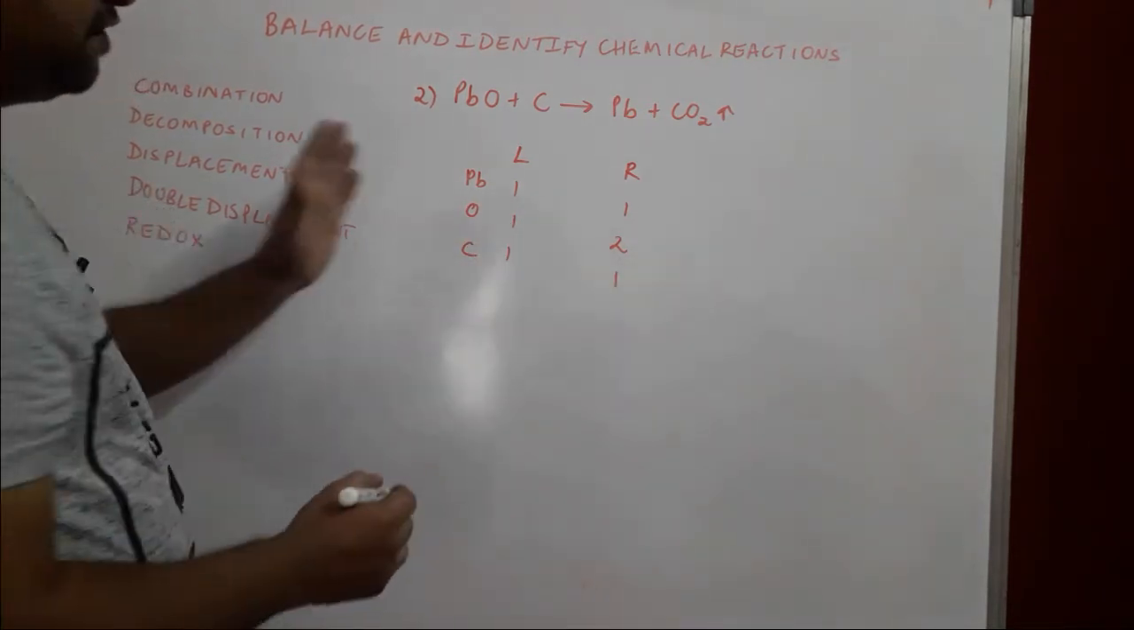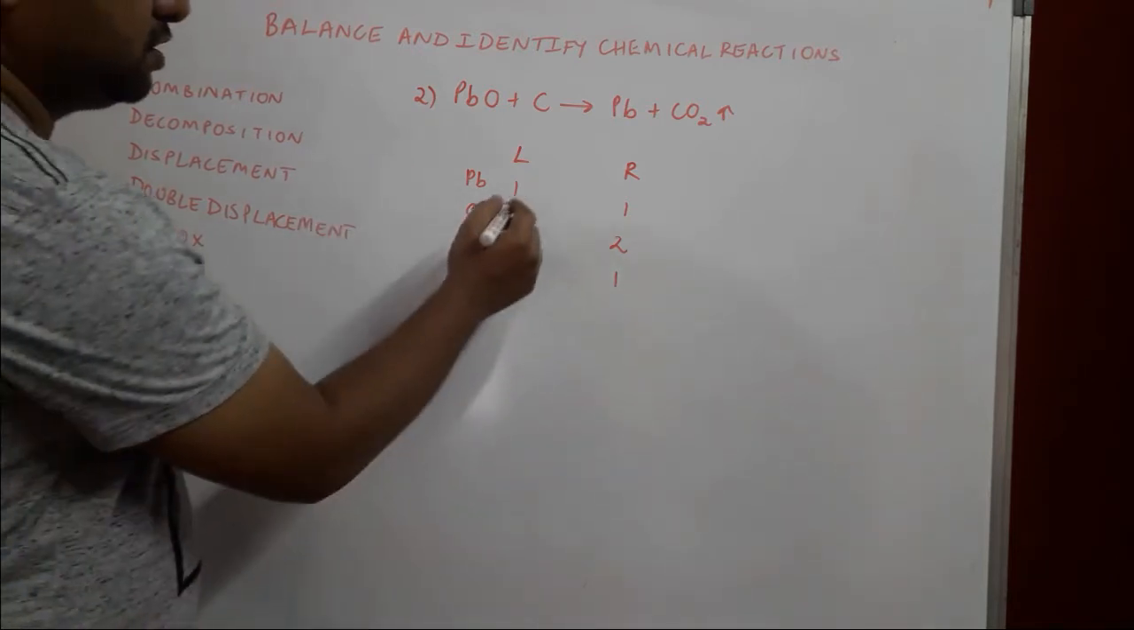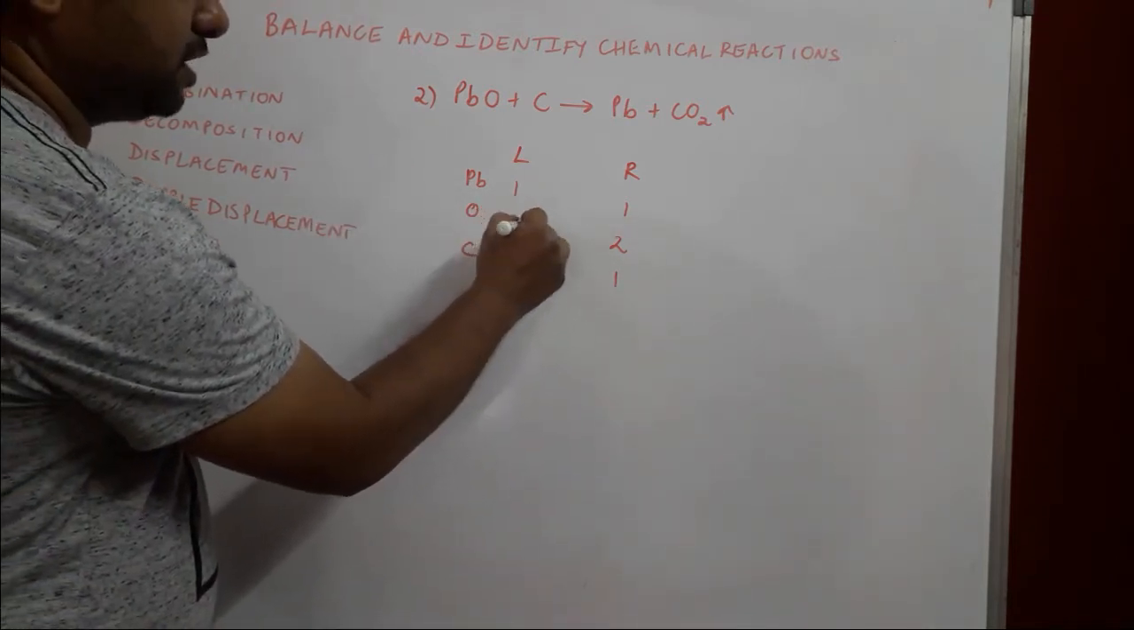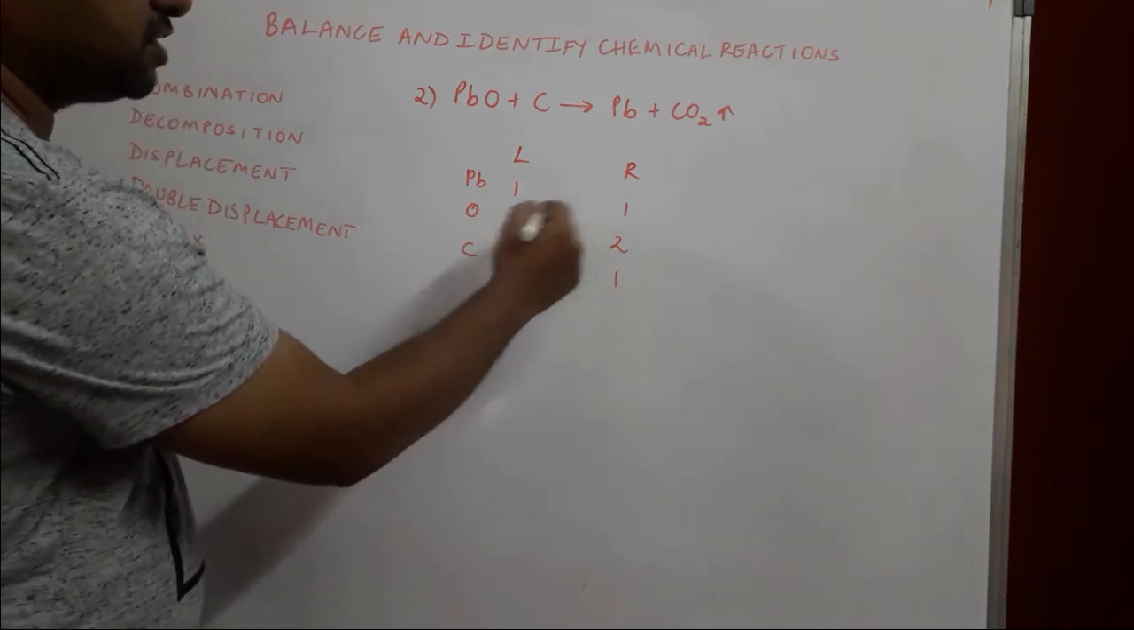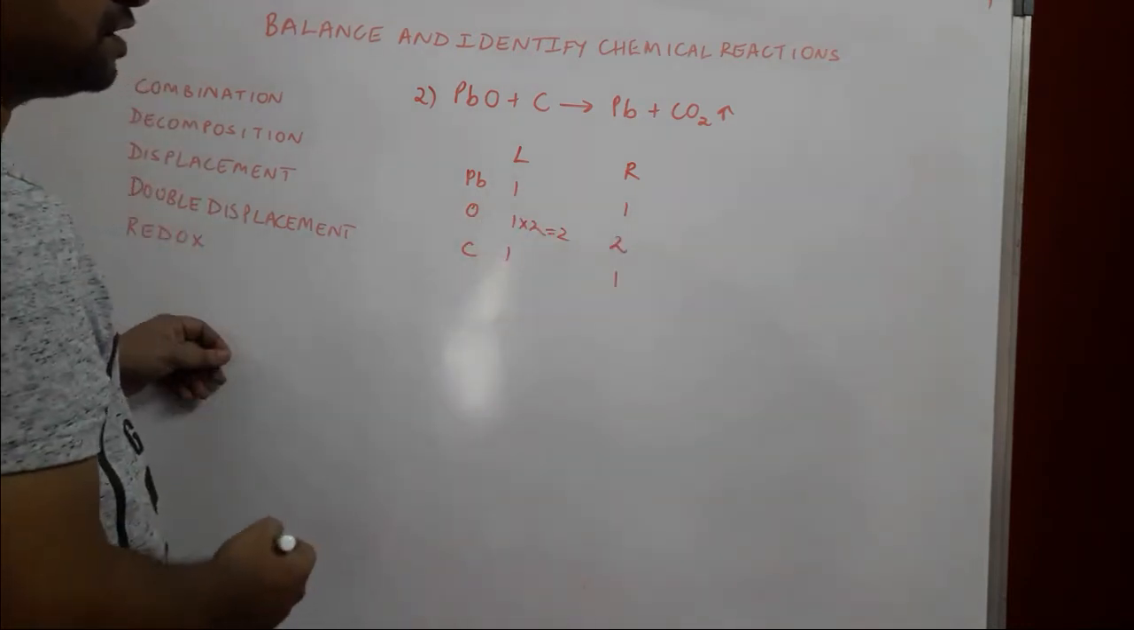Here on the left hand side oxygen needs to be balanced, so we multiply it by 2, and now the oxygen atoms are balanced on either side of the reaction.